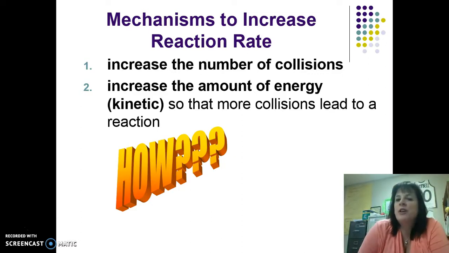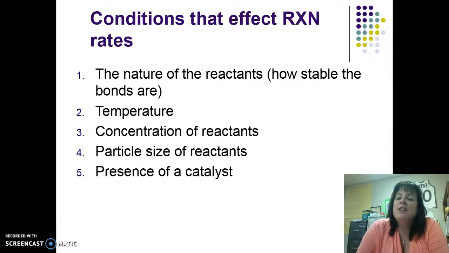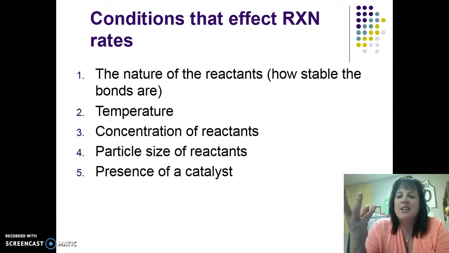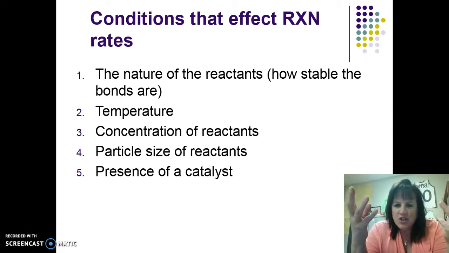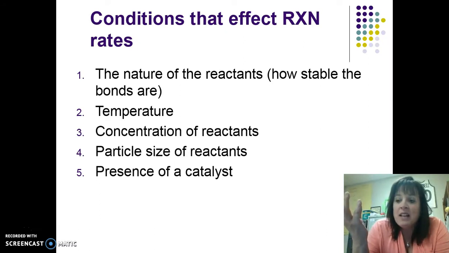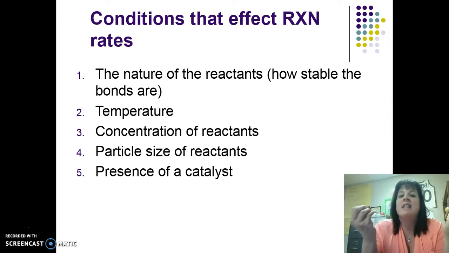Well, first we should look at the factors that affect reaction rates. One is the nature of the reactants. That's kind of like when we talked about how much things dissolve. It was about the nature of the solute and the solvent. Well, for reaction rates, it's about how stable those bonds are. So the nature of the reactants that I combine: if the bonds are real stable, they're not going to react. But if they're unstable, oh yeah, we get a reaction.